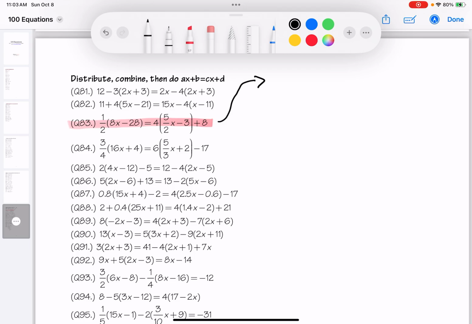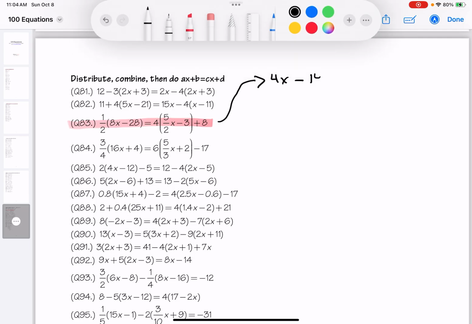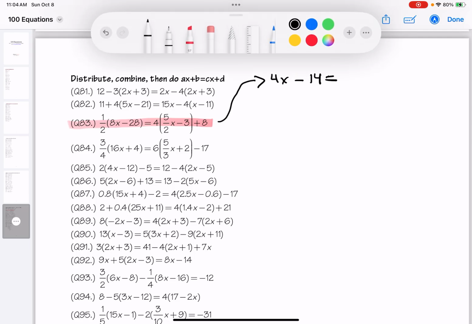A half of 8 is 4. A half of 28 is 14. All right, a little more difficult, but 2 goes into 4 2 times. 2 times 5 is 10.